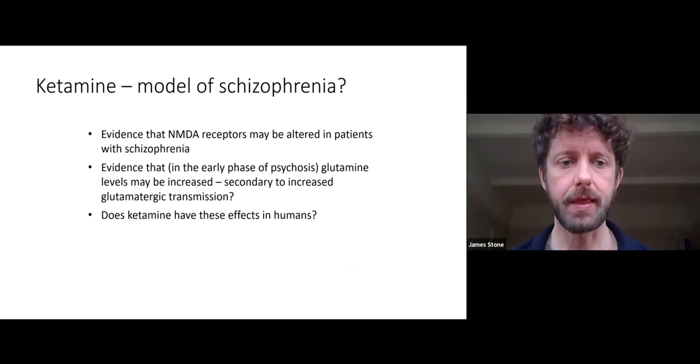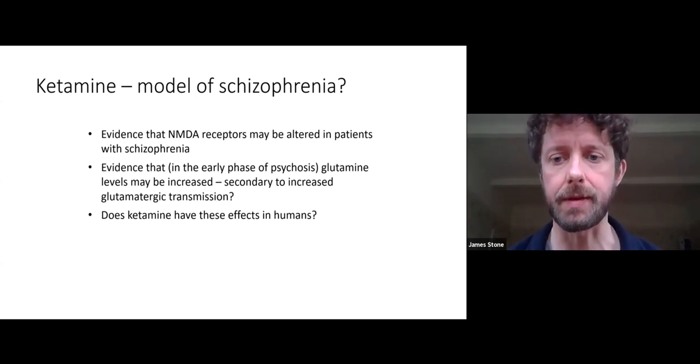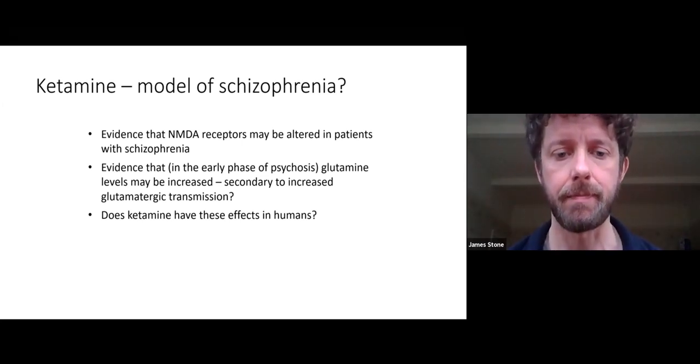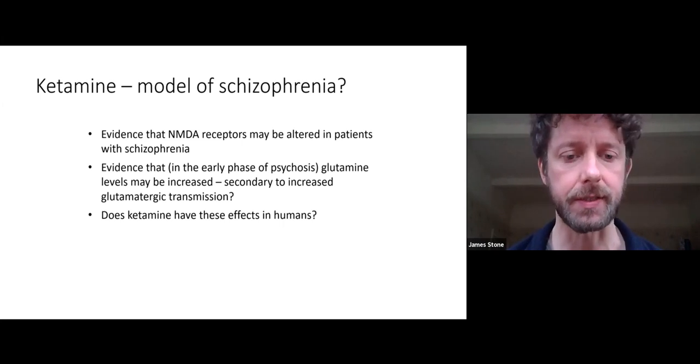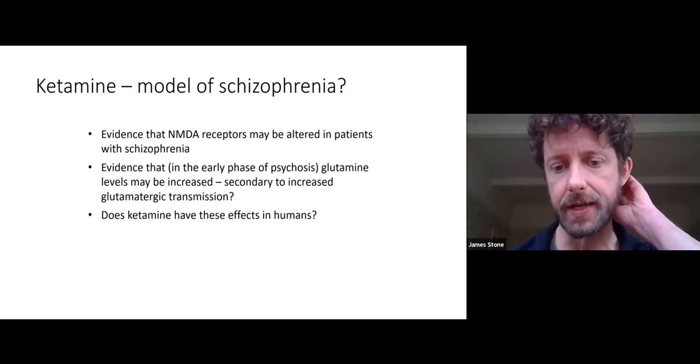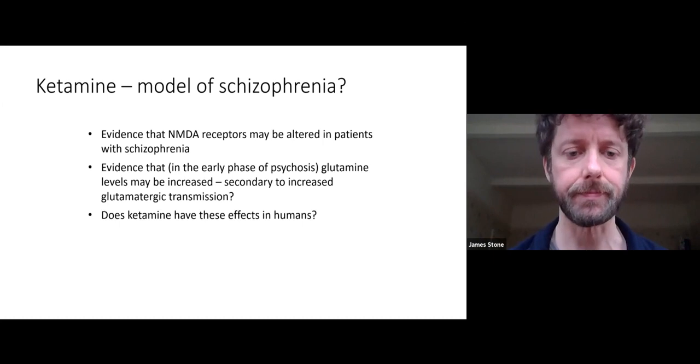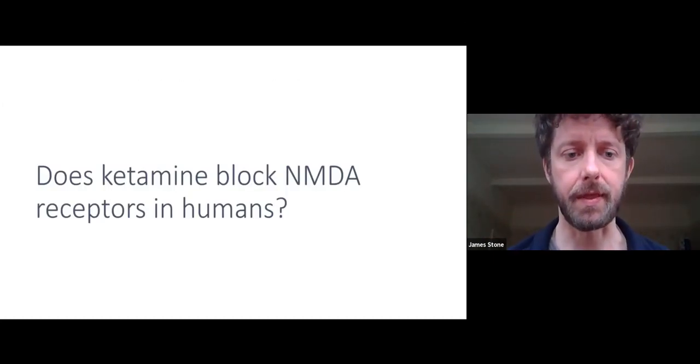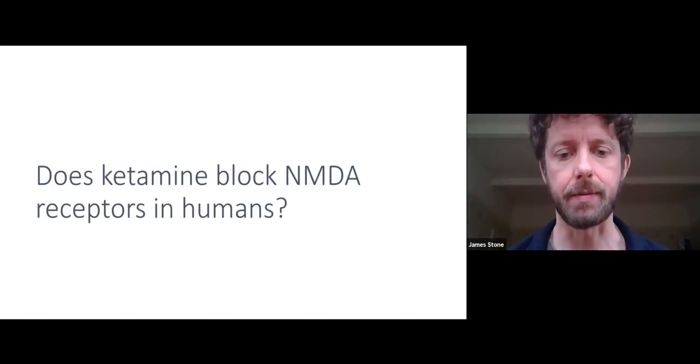So this so far gives evidence that NMDA receptors may be altered in patients with schizophrenia, and also that perhaps in the early phase of psychosis, glutamine levels may be increased. But the next question that I was interested in was whether ketamine has these effects in humans. So does ketamine block NMDA receptors in humans?